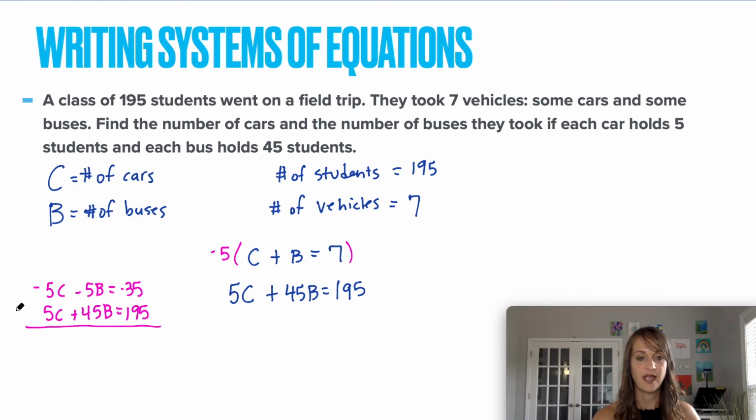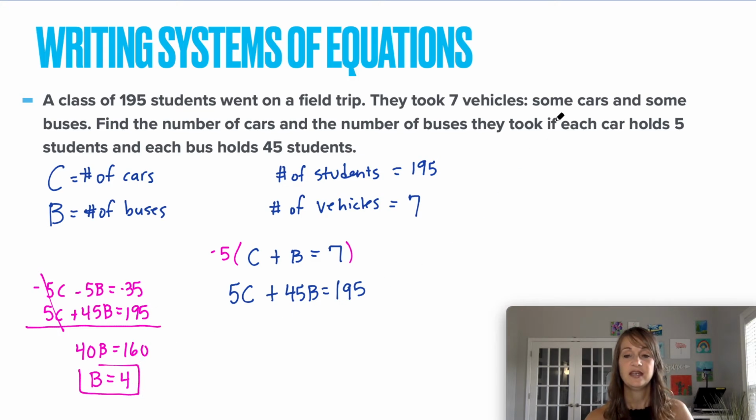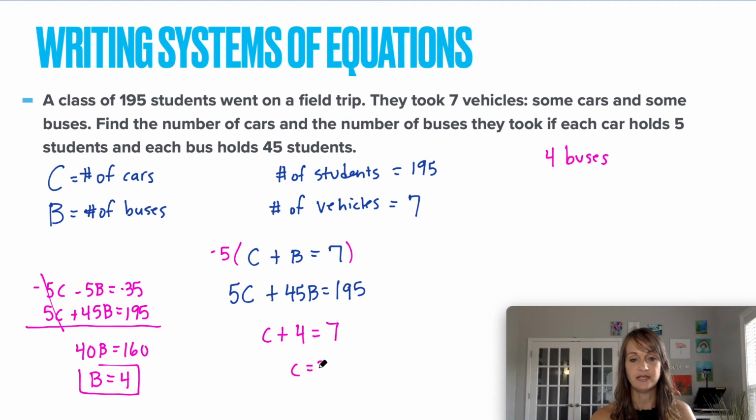So when I add these two equations together, the c's will eliminate each other, leaving you 40b equals 160. So therefore, you would divide by 40 and b equals 4. What does that mean? It means that they took 4 buses. Now I'm going to take this equation, c plus b equals 7, and plug 4 back in for b. I would subtract 4, and that means c equals 3. What does that mean? It means that they took 3 cars.